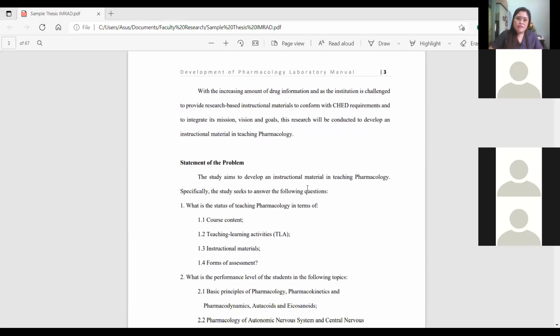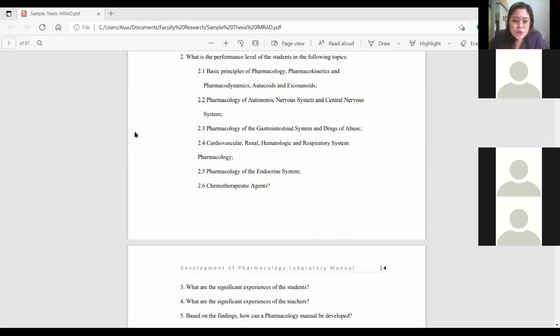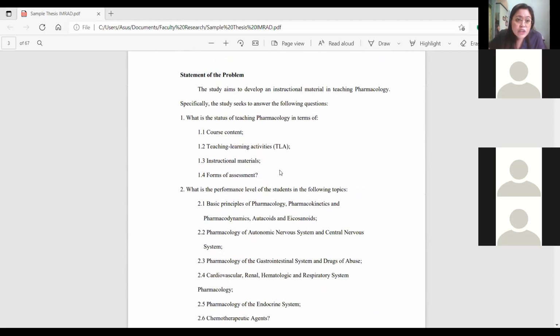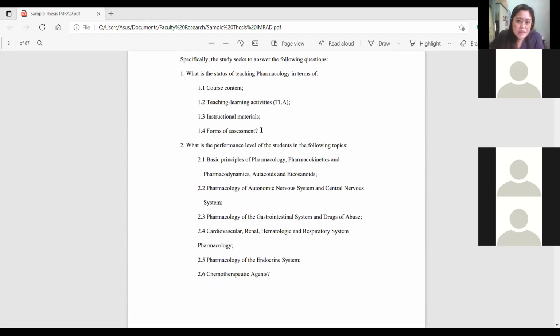So, for example, the first example I had, diba, was the development of pharmacology laboratory manual. So, kung tanawon nato, wala ni siya actually hypothesis. Kay naman, my first question asked about the status of teaching pharmacology. Pag nangutana na kaugalingon, what is the status? Most likely, ang tubag lang ani is, ang gamiton nato na statistics kay mean and then the standard deviation. The mean sa status, sa course content, sa teaching learning activities, instructional materials, and forms of assessments.